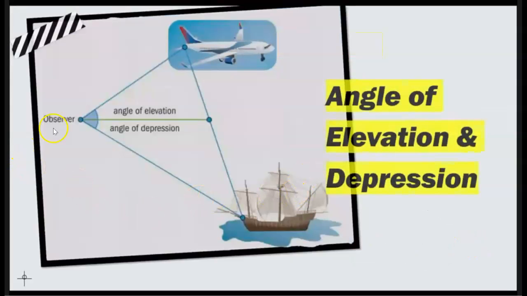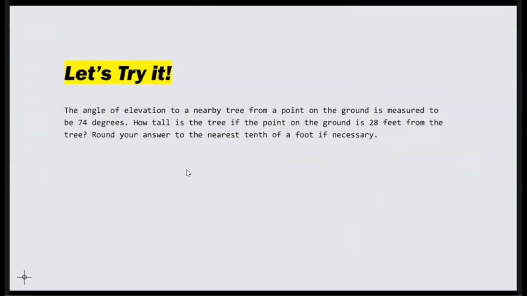So here's another example. We have our observer here. If we're looking up towards an airplane, then this is an angle of elevation. If we are looking down towards a boat, then this is an angle of depression. Now let's try some practice problems.